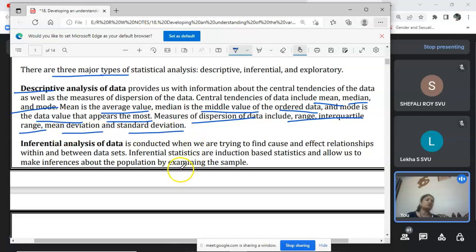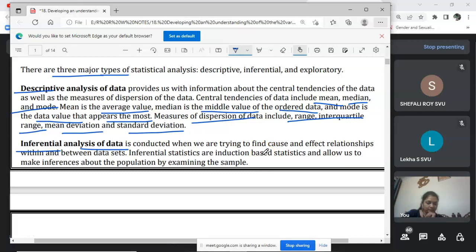Those who have this subject in their research or study are very much aware of all this data, because you all know how it works, right? Any questions? Is everyone understanding? Yes, ma'am. Fine. Second is inferential analysis of data, that is conducted when we are... Ma'am, one doubt.